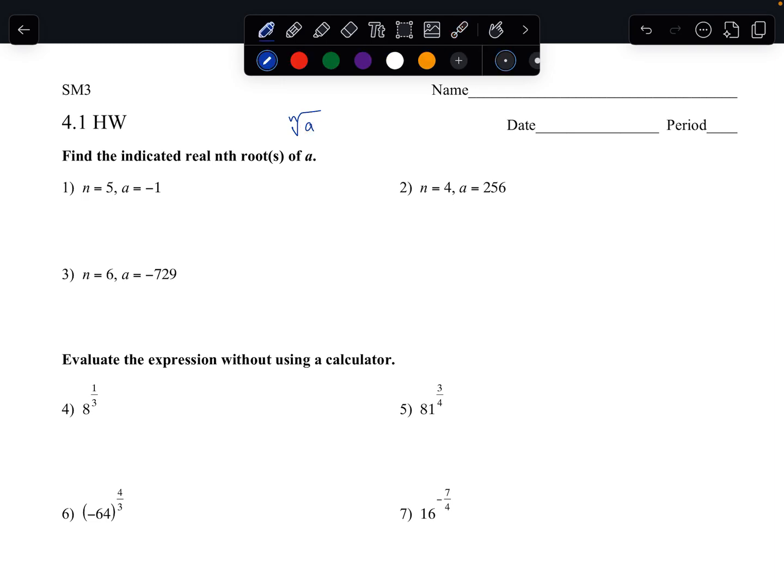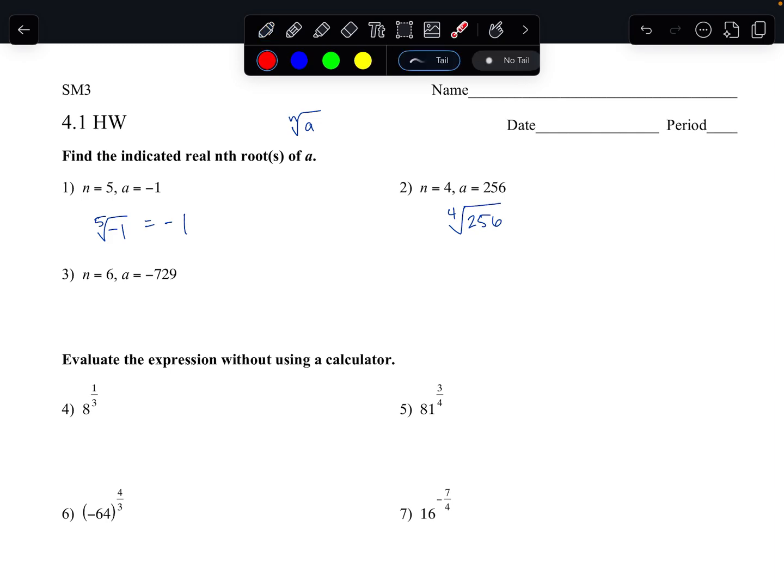Okay, so in this case right here, we're trying to solve the fifth root of -1. And what this means is, what number multiplied by itself 5 times over is going to be -1? And the only thing that's going to be is -1. So if I multiply -1 5 times over, it's going to be -1.